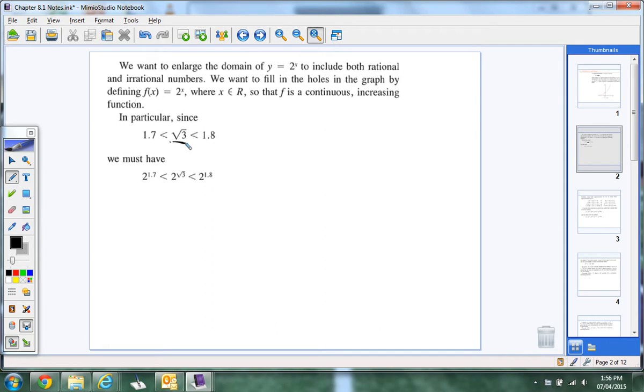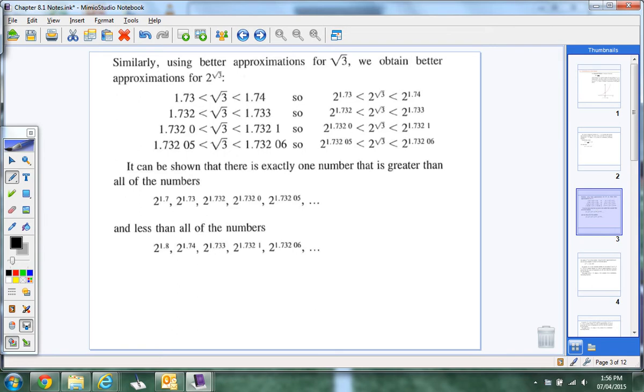All I'm doing right now, again, don't let me lose you, is we're just proving that rational or irrational numbers are on this exponential. So 2 to the 1.7, 2 to the root 3, and 2 to the 1.8 have the same relationship, because we know that 1.7 is smaller than root 3 and 1.8 is bigger than root 3. So when we look at this table, we can make it even more precise.